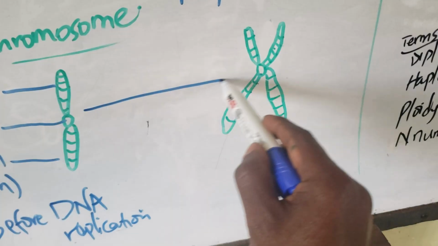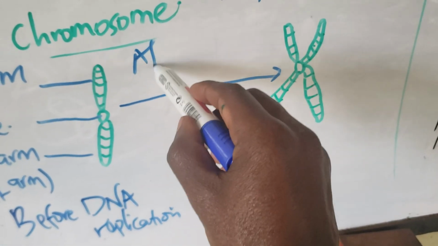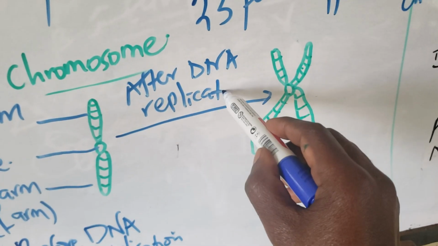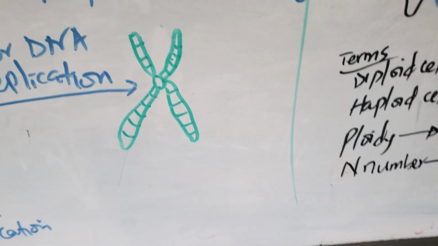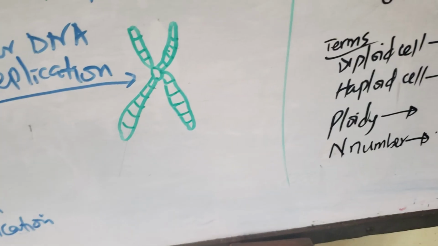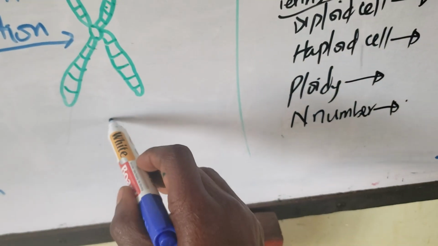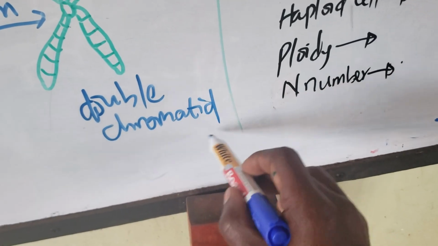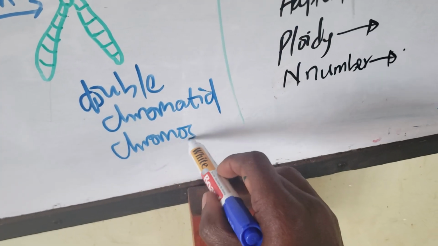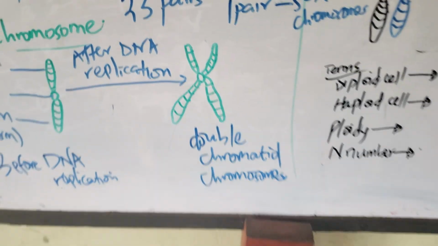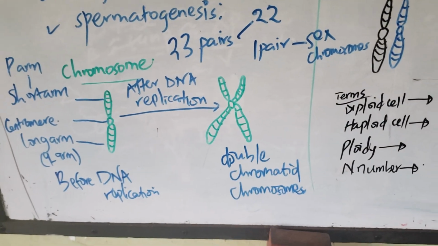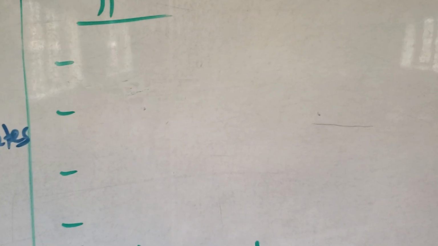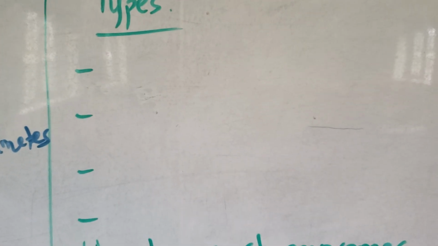So after DNA replication, chromosomes are double chromatid chromosomes. That is briefly about the chromosome. So these chromosomes have types according to the location of this centromere that you also need to really check out.